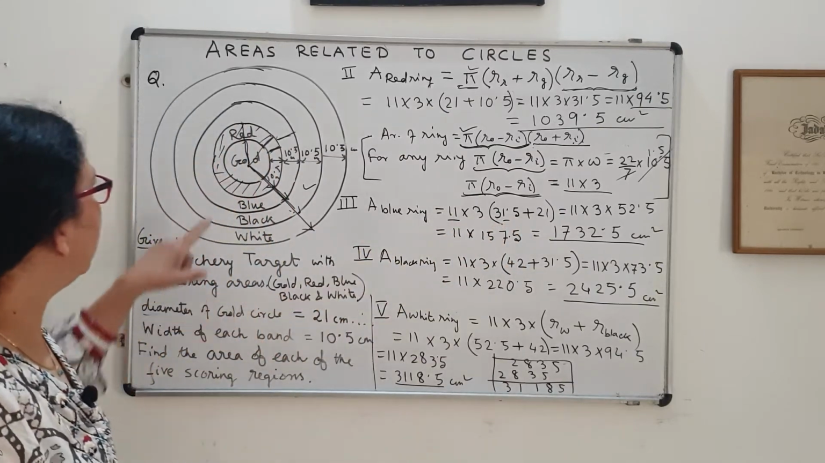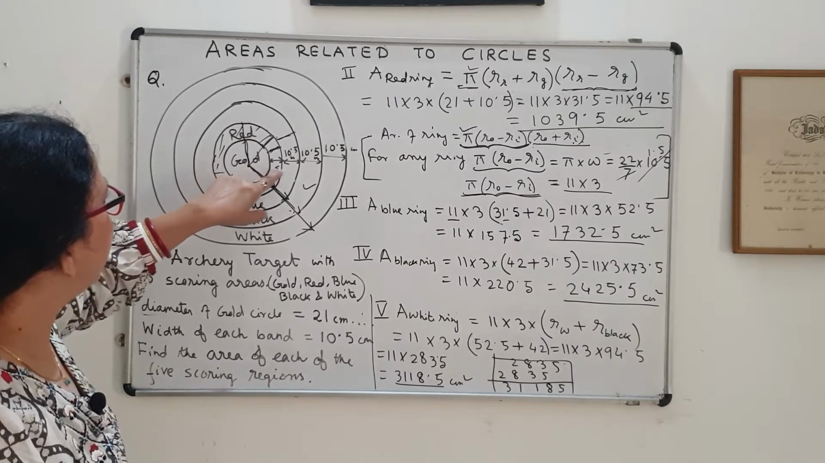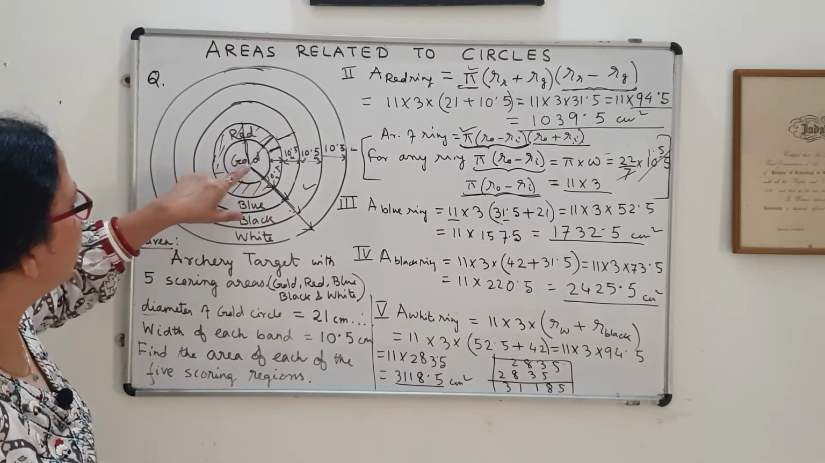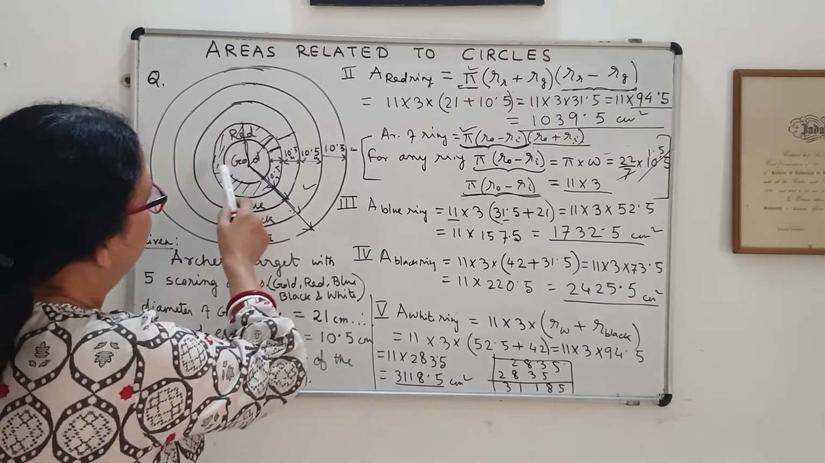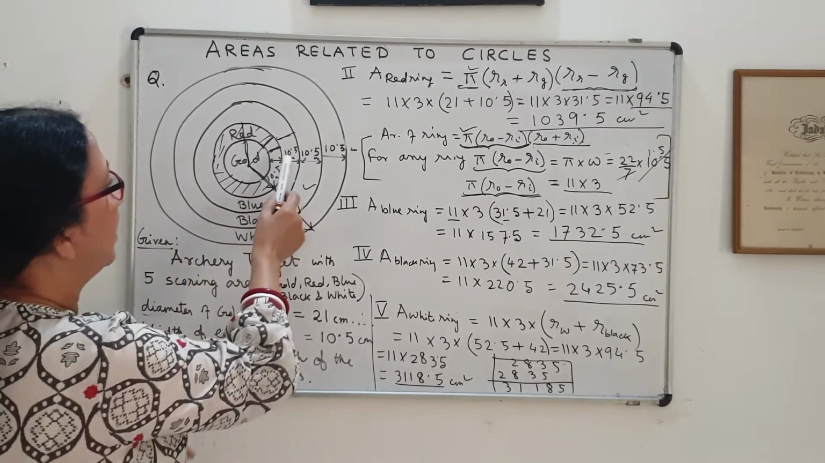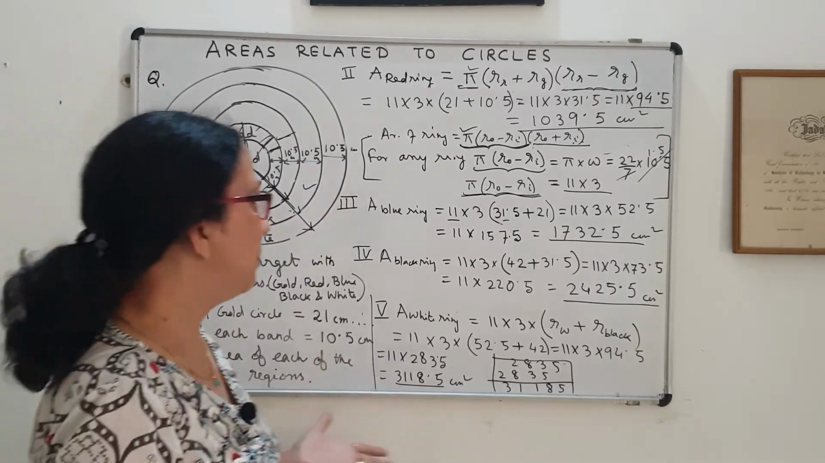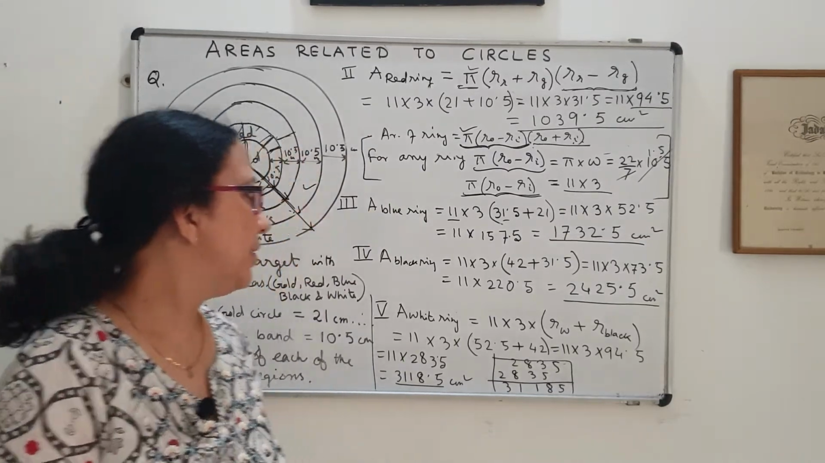We start with the red ring, and for that it is the outer radius of the red and the inner radius of gold, and then you just watch back here. You observe that the radius of each circle is increasing by 10.5. So it is very simple. In this way we manage the calculations.